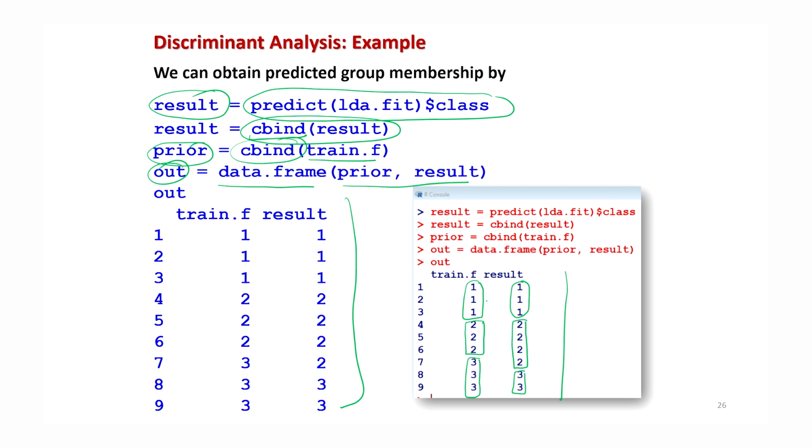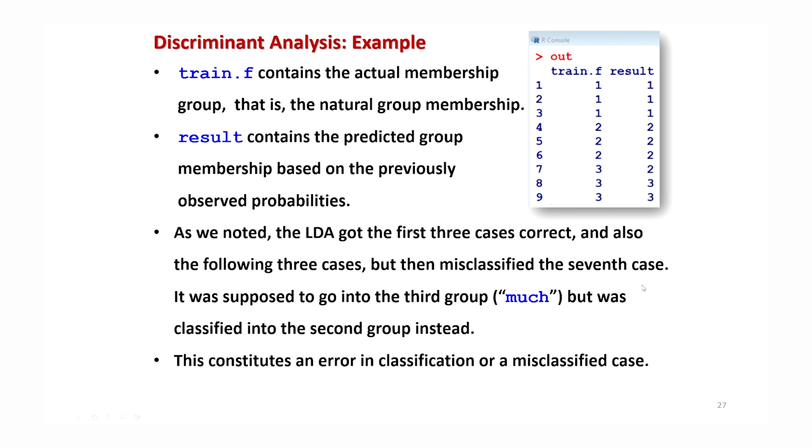But now you can see this is matching, but there is a problem, that this observation has been misclassified. So as I told you in the beginning, we are trying to minimize the probability of misclassification, but it does not mean that the probability of misclassification will become 0 always. Right. So that is what we now want to understand from this data, that what is the report card of my LDA. So you can see this train.f column contains the actual membership of the group, that is the natural group membership here.